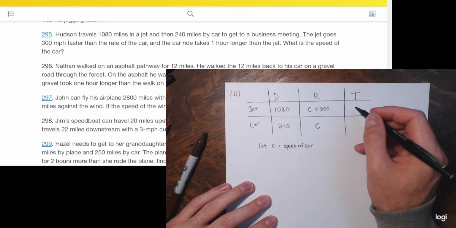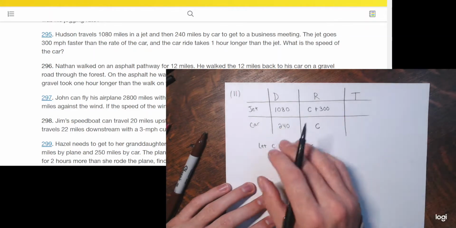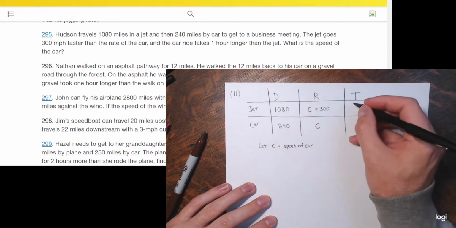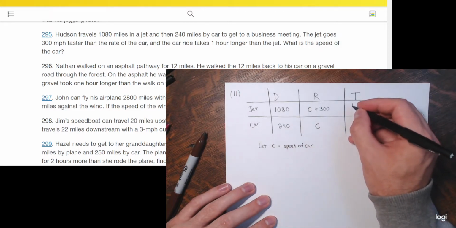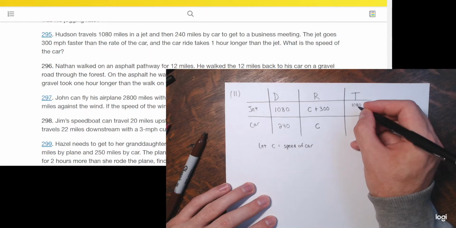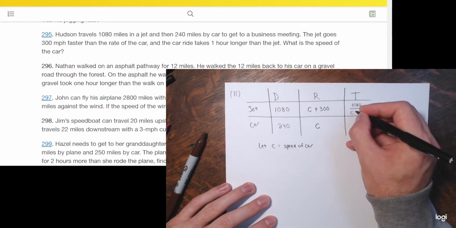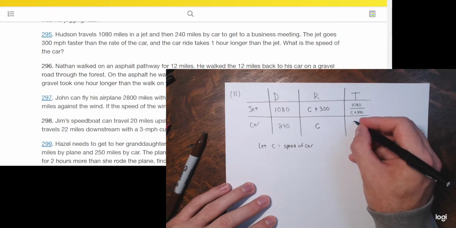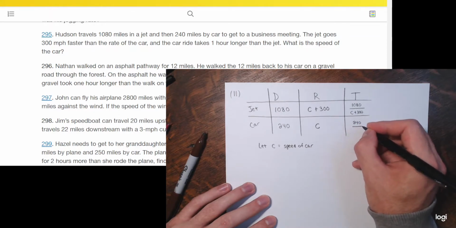And then the times, again, once two of these are filled in, you can fill in the other one. Time is distance divided by rate, so the time spent in the jet is 1,080 divided by C plus 300. The time spent in the car is 240 divided by C.